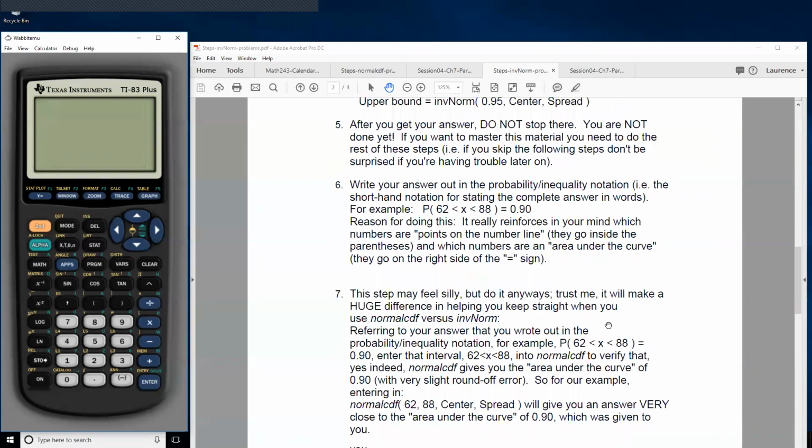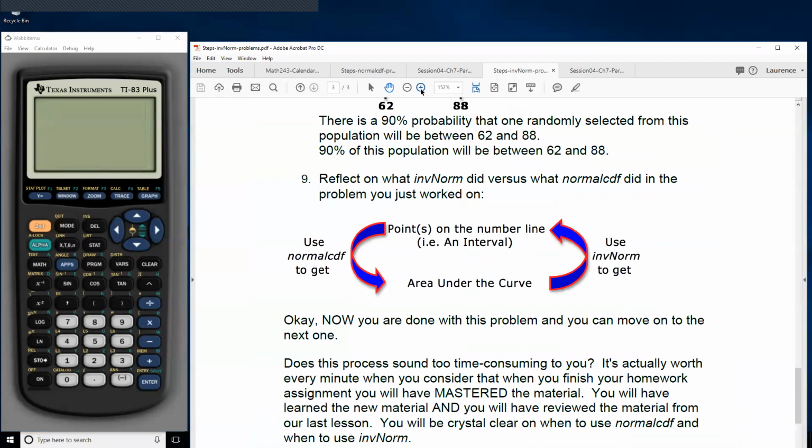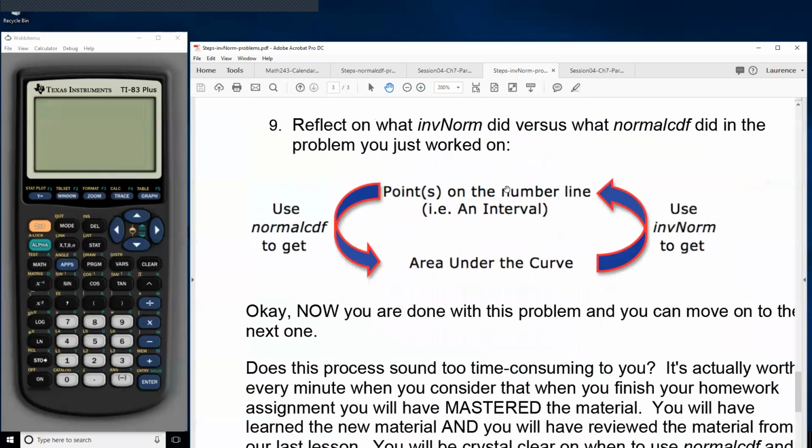And you know what will help sink that into your head? This image right here. This is probably worth printing out and pinning up somewhere, because you're going to be given one of two things. Either you're given an interval like you were in part 1, or you're going to be given an area under the curve like you were in part 2. Well, if I'm given the interval, what do I do? I follow the arrow. Oh, I use normal CDF, and it gives me the area under the curve. But what if I was given an area under the curve? What do I do? Follow the arrow. I use inverse norm to get the interval.